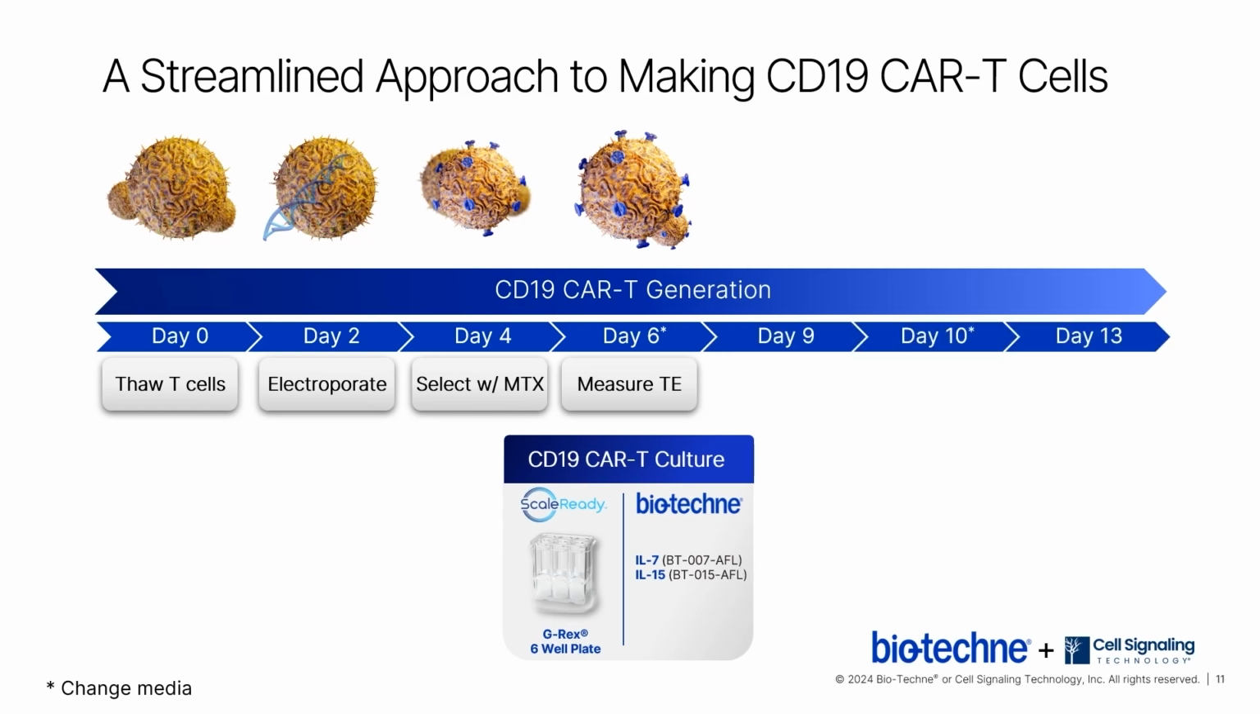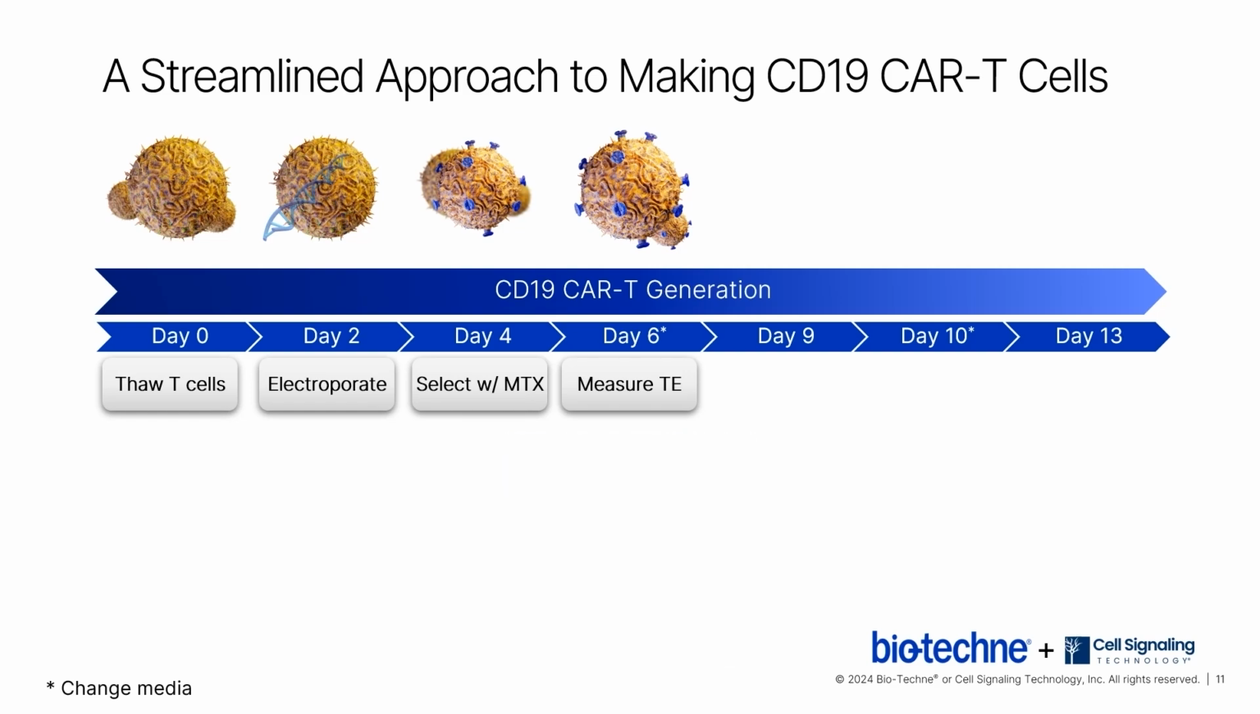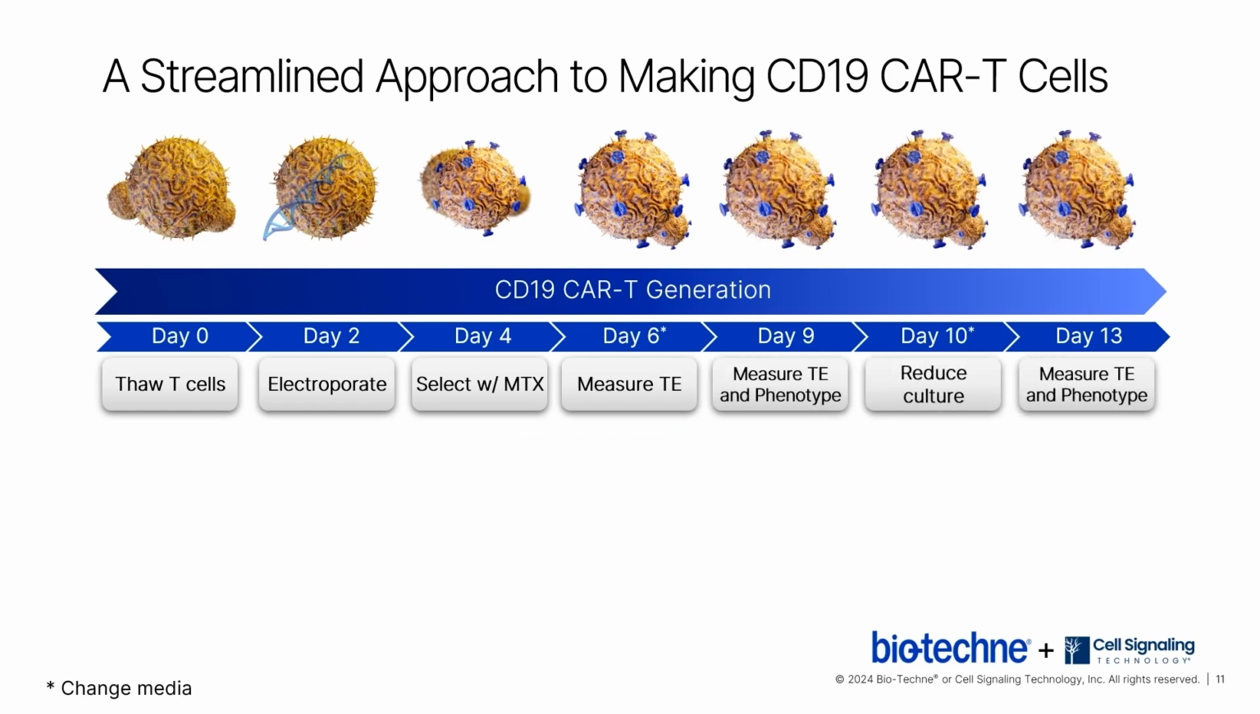We expanded the cells for a total of 11 days to ensure complete resting state at day 13, at which point we measured the transduction efficiency and phenotype as shown in the bar graph below. We achieved approximately 50% CAR transduction on average between the CD19 and Whitlow flow measurements, with over 95% GFP positivity. The cells were then harvested for activation and characterization, as I'll describe on the next slide.